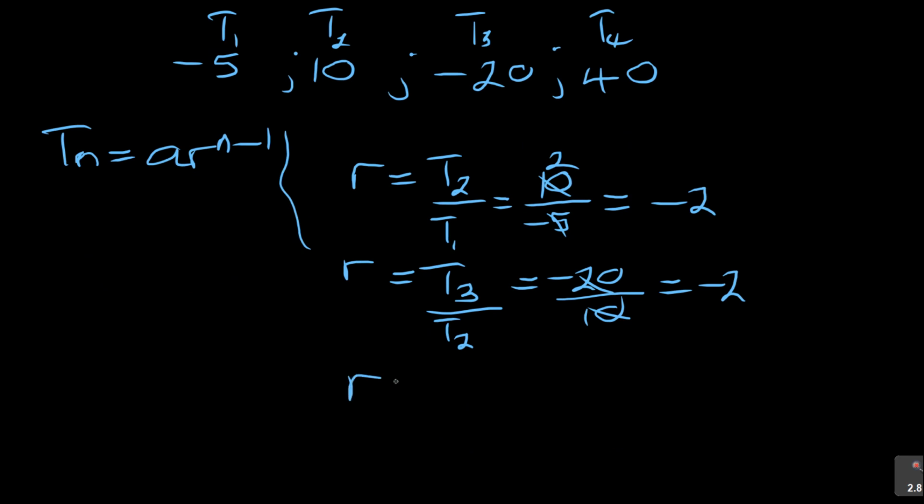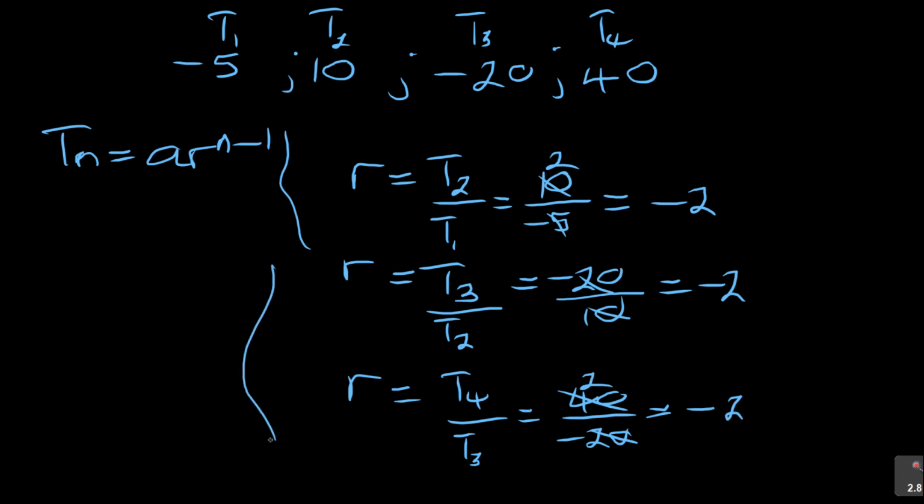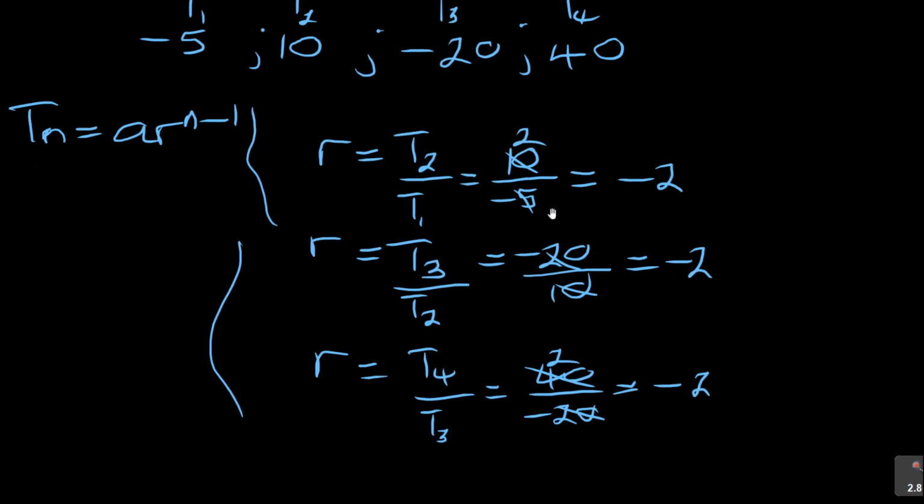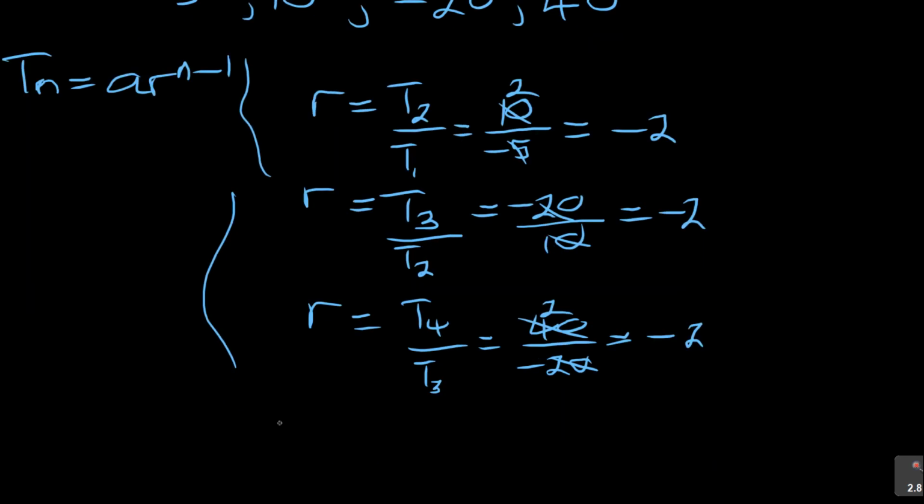You can try the other one, T4 over T3. What is T4 over T3? It's 40 over -20. Guess what? You are still going to get -2. You can't say r is T3 maybe over T1. No, it must be T3 over T2. If it's T2, it's divided by T1. You must follow the formula for r. So then the question was simple: show that the above sequence is geometric, and then you can say r.